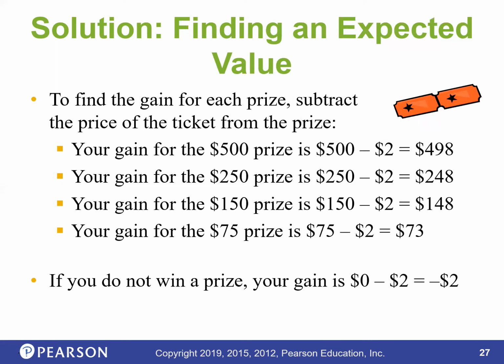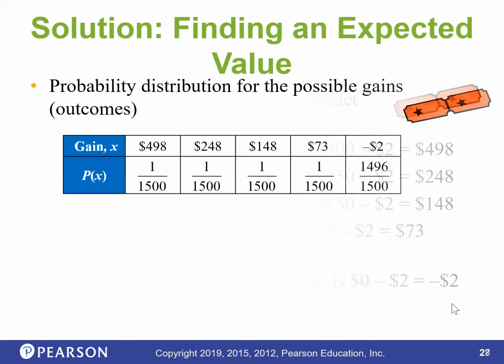Since I bought one ticket, here's what we want to do. We want to make a probability table. Probability table says right here, my gain for the 498 is 1/1500. For the 248 is again the same thing, same thing, same thing, same thing. Now this one right here at the end, because there's only these many prizes, I could lose 1,496 times out of the other one.